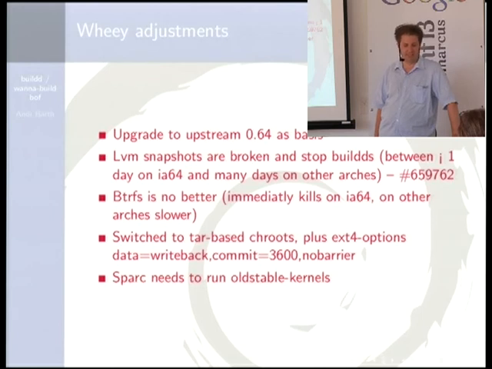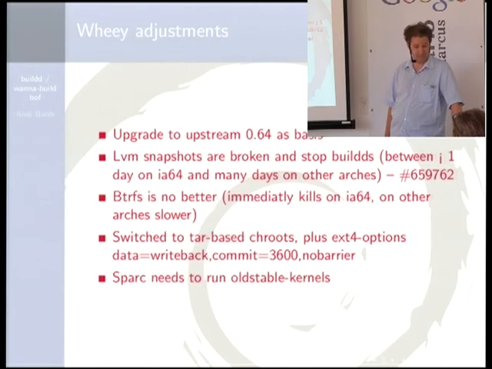Then we tried Btrfs, and it's broken in other ways. On IA64 it doesn't survive one build, whereas LVM at least usually survives something like 3 to 5 builds. So now we switched to tar-based chroots, and we adjusted a few ext4 options. If you love your data, don't use those. But if you don't, they are very good, because it more or less converts the ext4 file system to a tmpfs file system, which is good for build speed.